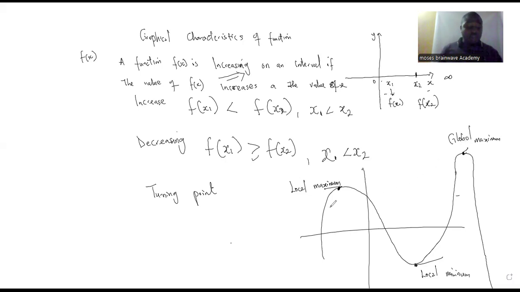So a local maximum occurs when the function changes direction from increasing to decreasing. That is the definition of a local maximum. Then similarly, you get a local minimum when the function changes direction from decreasing to increasing. Then you can say you have a local minimum at that point.